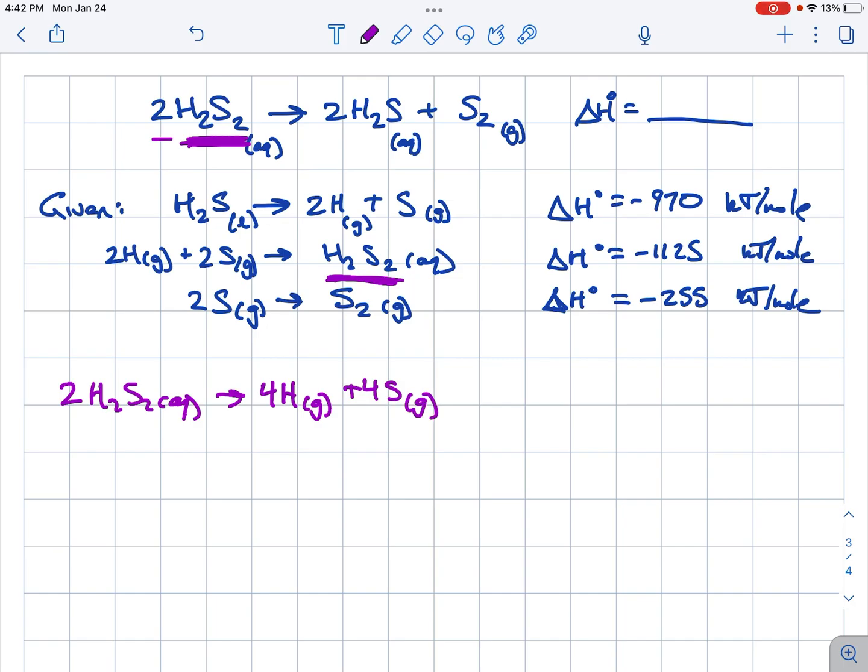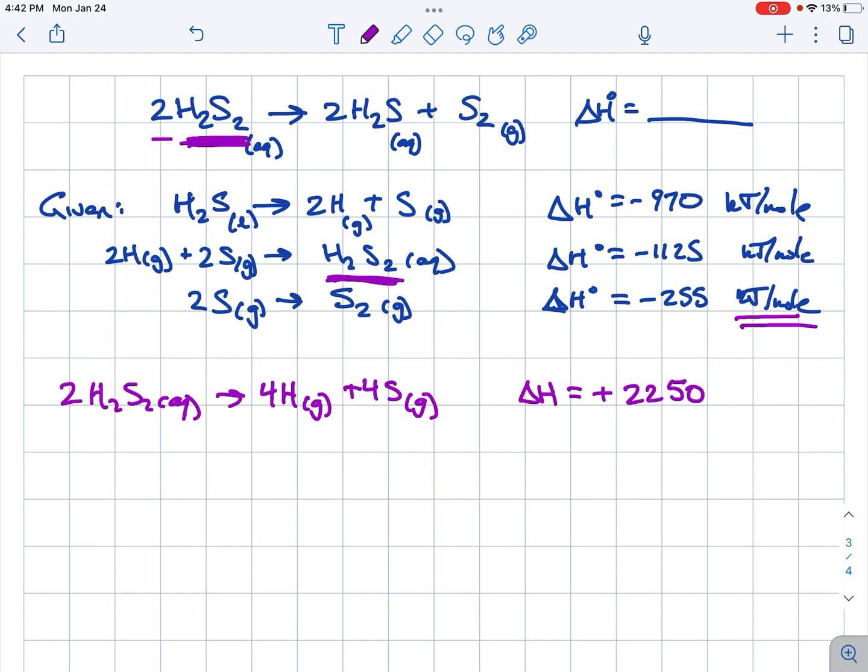And because I've flipped the delta H, and I have multiplied it by 2, I've got to flip the sign of my delta H, so that's now going to be positive, and it's going to be twice as big, so it's going to be 2250. Okay. And these are all kilojoules per mole, so I'll come back and deal with the units at the end.